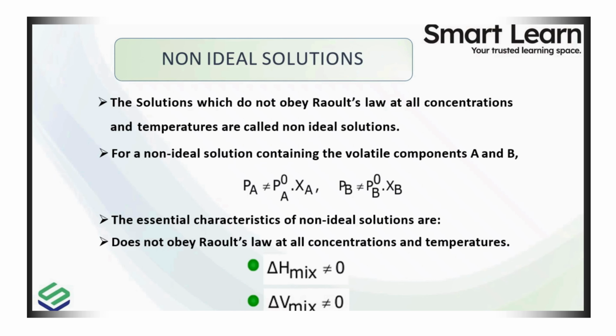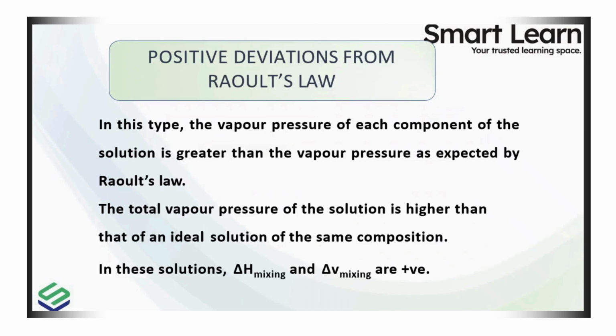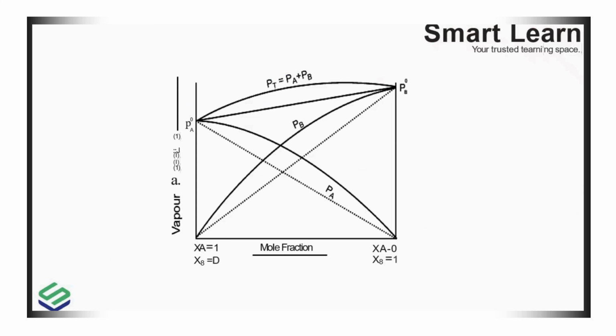Then the non-ideal solution: the solution which does not obey Raoult's law. This happens when solute-solvent interactions are different from solvent-solvent interactions. There are two types of deviations. One is positive deviation from Raoult's law. In positive deviation, the vapor pressure of the solution is greater than the expected vapor pressure. The reason is the weak attraction between solute and solvent molecules. For example, acetone and carbon disulfide.